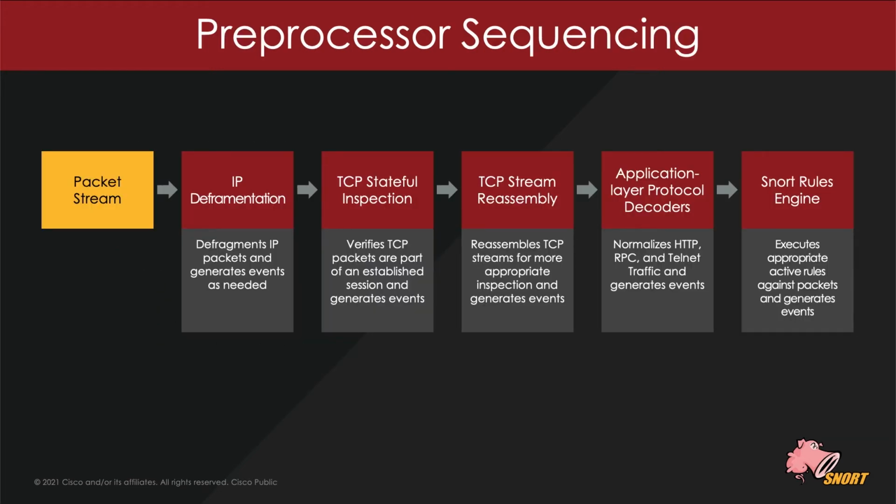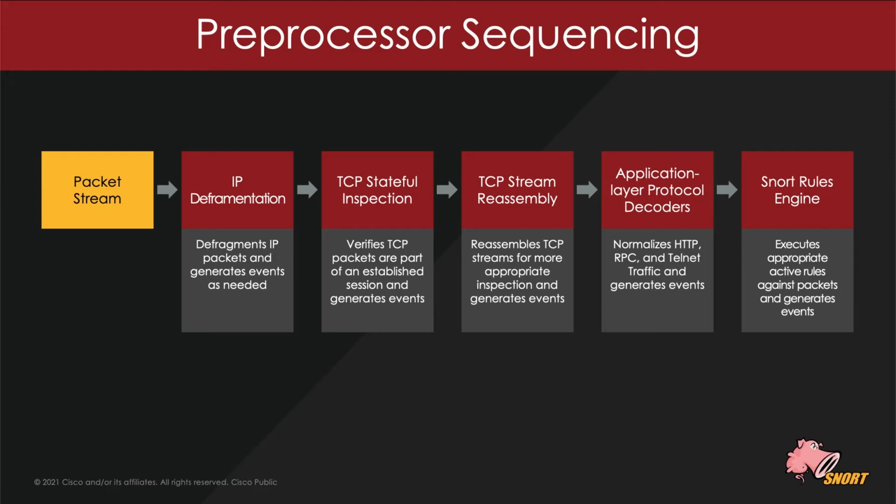Now, preprocessors, again, still on this subject, they have to be sequenced, and they're sequenced really kind of the way packets are architected. I mentioned this because we're going to talk about how this is different or better in Snort 3. So if we look from left to right, you have IP defragmentation there. So that's the IP layer. So we're going to defragment those and generate events, again, on anomalous conditions if needed.